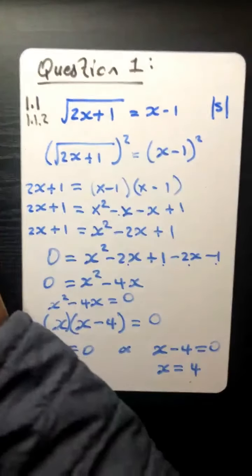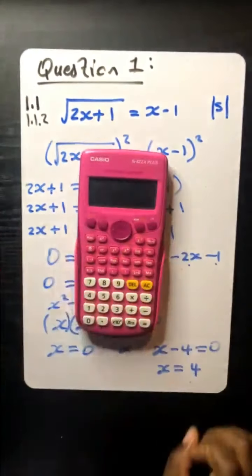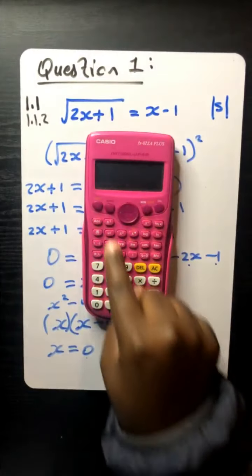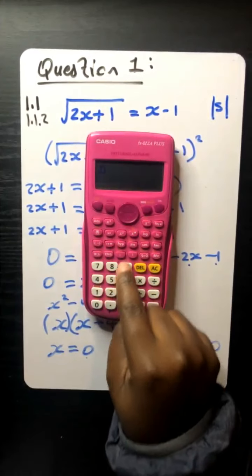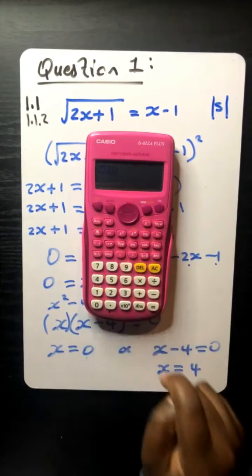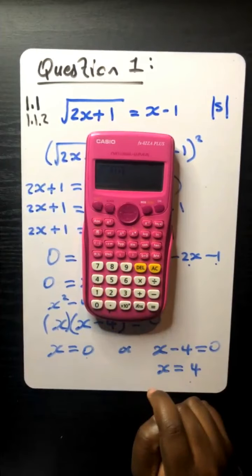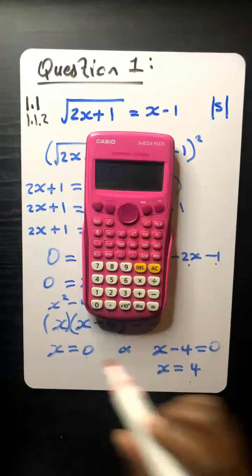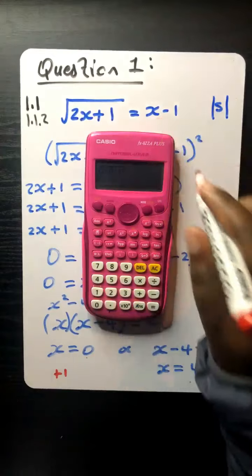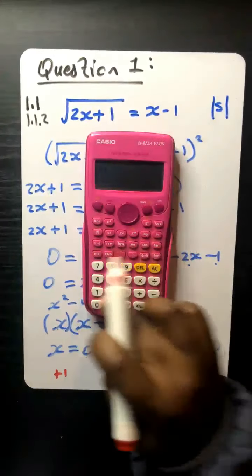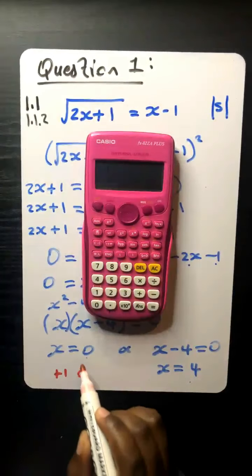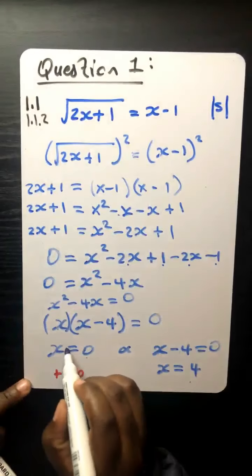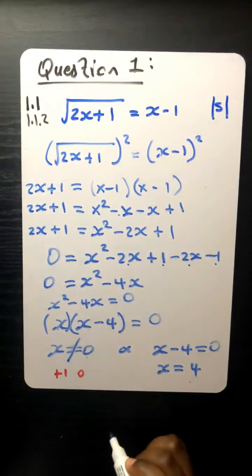So let's quickly test and see if both of those answers are correct. That's when you're dealing with an equation that has got a square root. So let's see. That means you're going to say square root of 2 into 0, then plus 1 is equals to, I'm getting 1. So it's +1 when I use 0. Let's test on the other side. So it's going to be 1 minus 1. I'm getting 0. So can you see, when I use 0, I'm not getting equal answers. That is why I'm going to say x is actually not equals to 0.